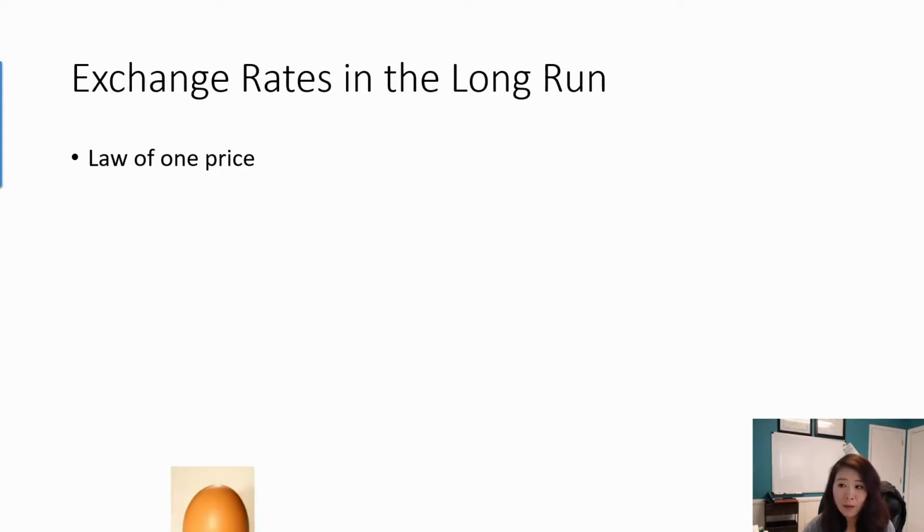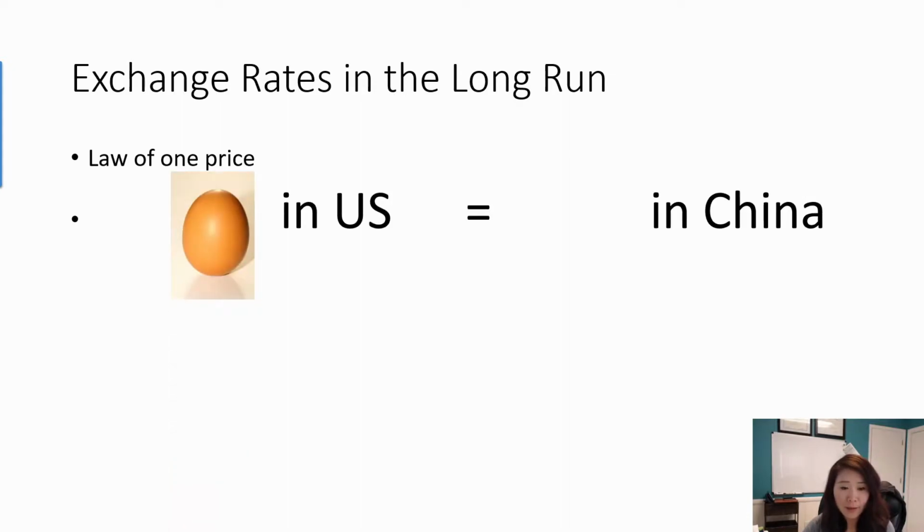Let's see. The price of one egg in the United States is $1, and if the price of one egg in China is 7 yuan, then the exchange rate should be equal to 7. So $1 should equal 7 yuan.